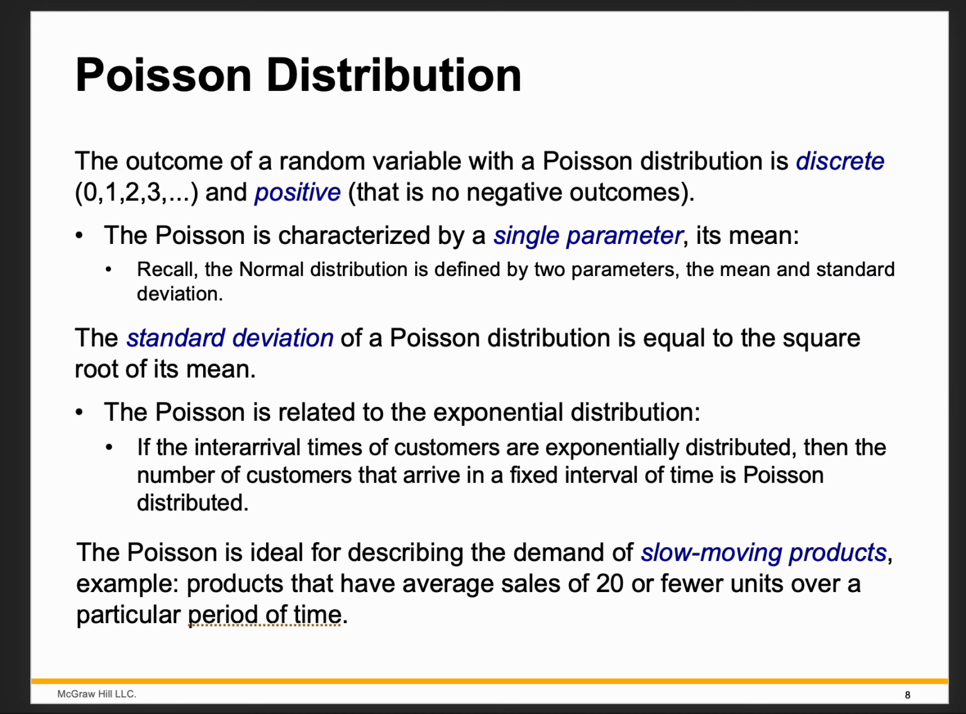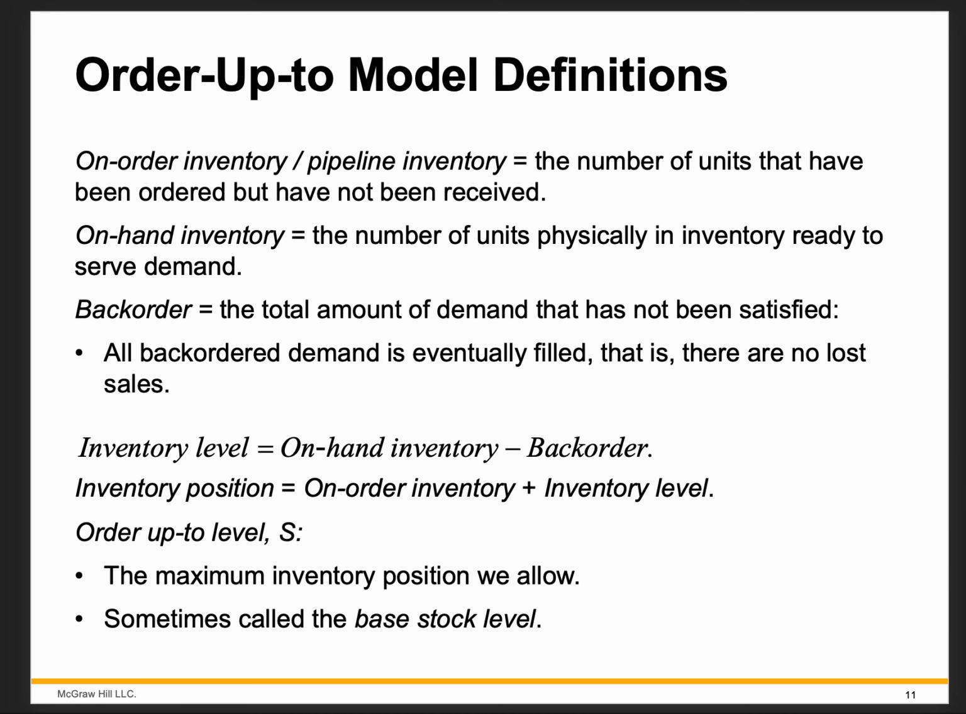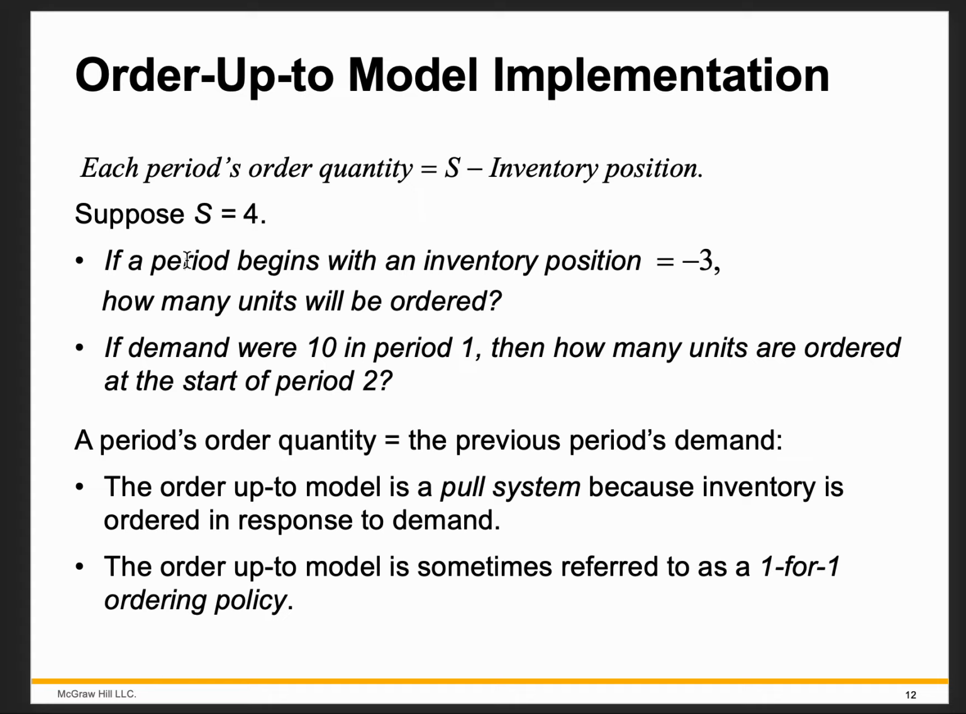So going back to this particular question that we were talking about: if a period begins with an inventory position of -3, you're going to order 7 units, and the inventory position goes up to 4. That's the order quantity. If you start with -3, you place an order for 7, so now your inventory position is 4.